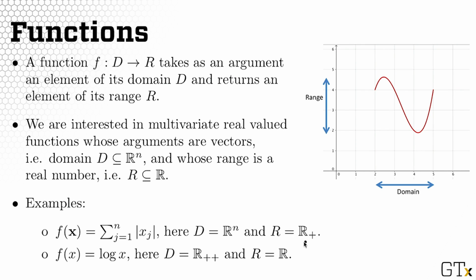Another example, this is a one-dimensional function of a single variable. Here we have f of x is equal to log of x. In this case, the domain of the function is the positive real line. So R++ is the set of positive real numbers, because the log is defined only for positive values, and the range of this function is just the real numbers, right? So all real numbers.